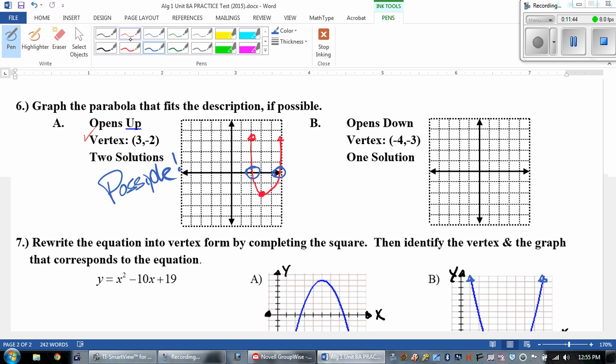All right, let's look at our next one. The vertex drives the graph. So at -4, -3, that's where I'm at. It needs to go down and have 1 solution. Is that possible? It never comes up here and touches, so this is not possible.